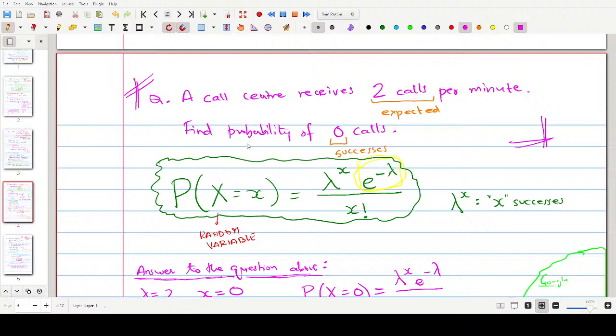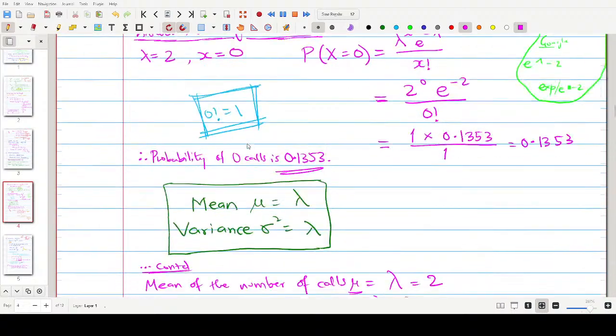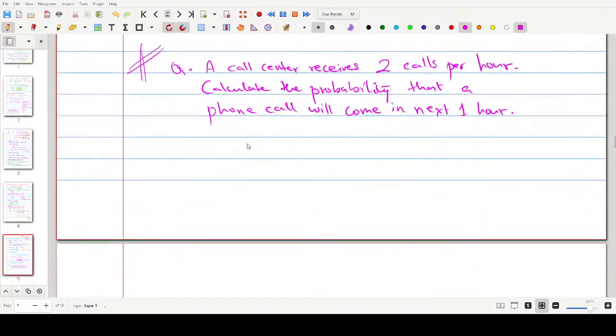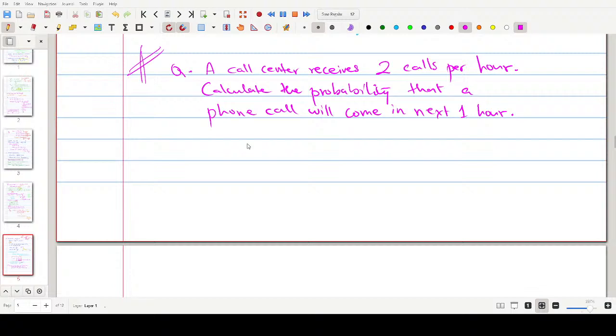It could be 5 calls, but the time duration is not mentioned, whether it should be in the next 1 minute or next 5 hours. So if it is not mentioned at what time the call should come, we are going to use the Poisson distribution. However, if it is mentioned in the question, find out the probability that a phone call will come in the next 1 hour, if it is clearly said, then we are going to use the exponential distribution.